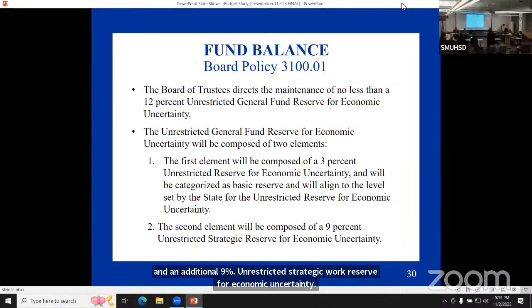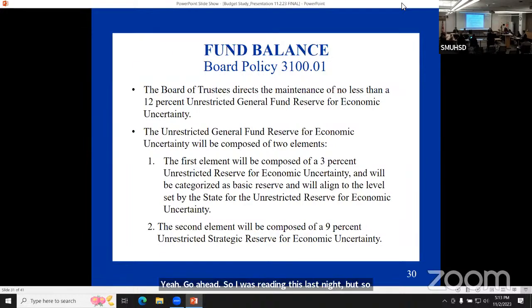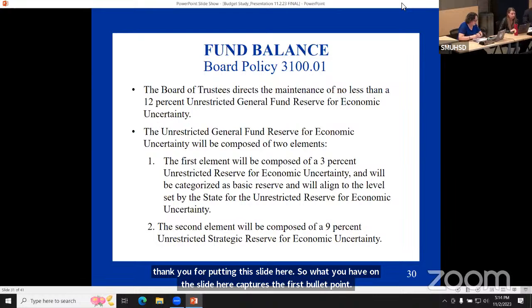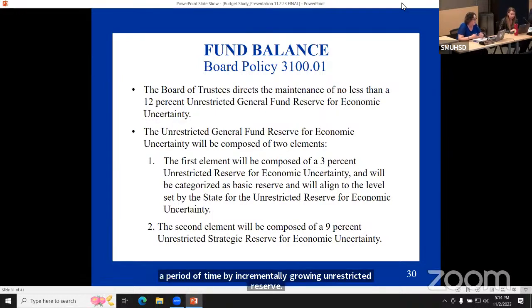Go ahead. So I was reading this last night, and I just have a couple questions. Thank you for putting this slide here. What you have on the slide captures the first bullet point on the policy. The second bullet point says the total 12% of unrestricted general fund reserve for economic uncertainty will be achieved over a period of time by incrementally growing the unrestricted reserve. Well, we've already grown that 12%, and we've already gone past that.